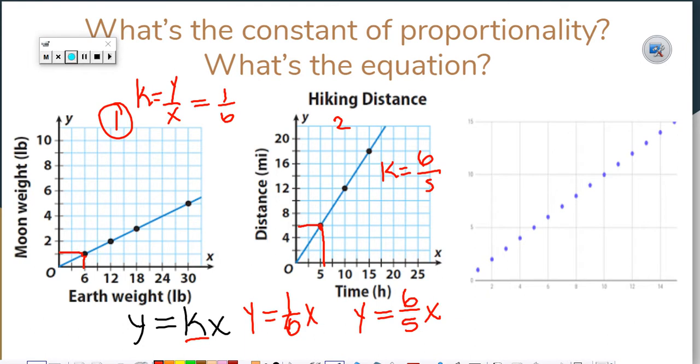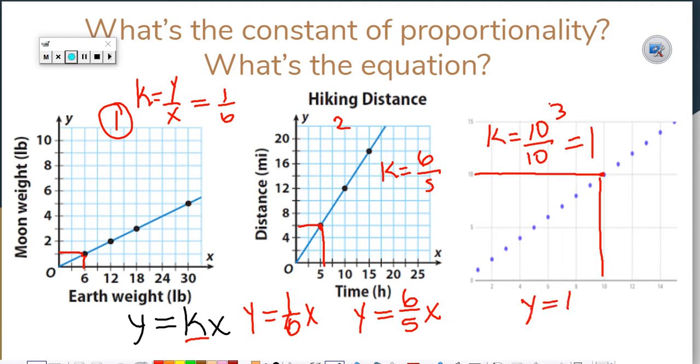That's it. I go back to this next one, my third one. I know my first point is here. So I go across. I see that that's a 10. I come down. That's a 10. So since k is 10 over 10, which is 1, my equation is y equals 1x. The only caveat is if I have a 1 in place of k, 1 times x is already x. So I just rewrite it as y equals x. That's all you have to do in this case.